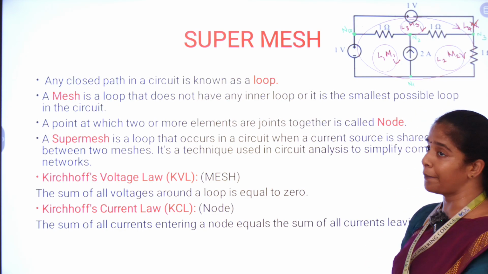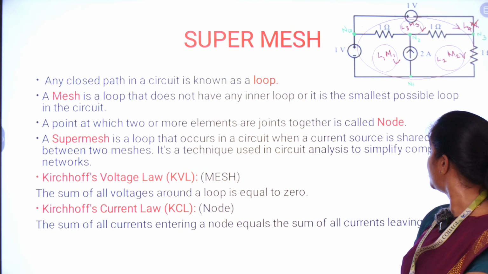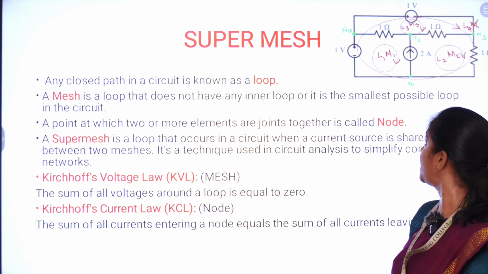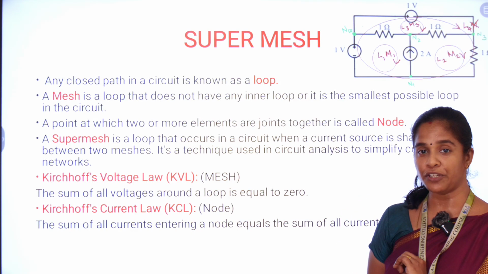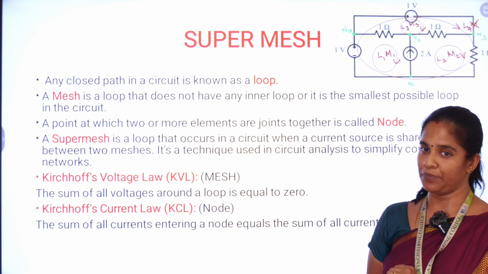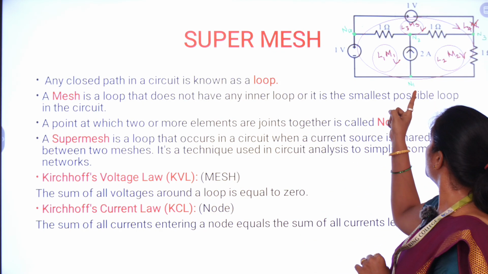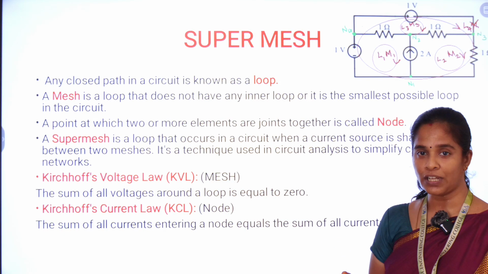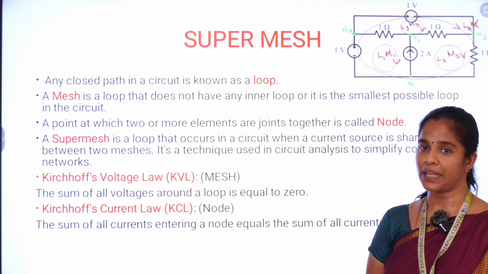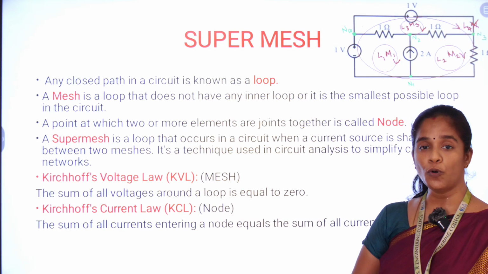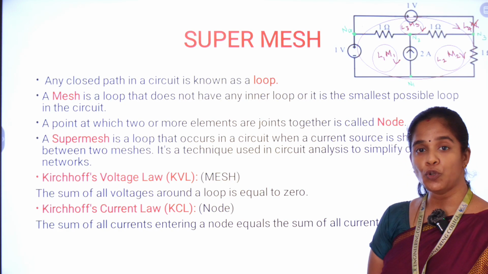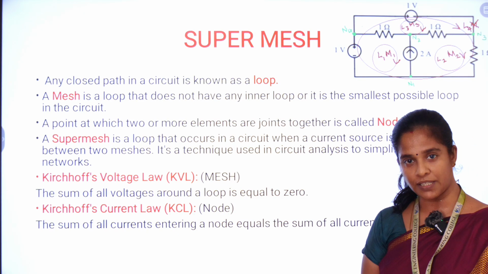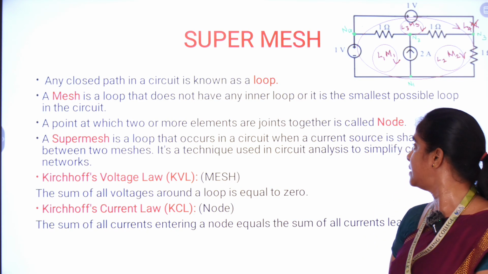So as shown in this diagram, we are having 4 loops, L1, L2, L3 and the outermost loop L4. But compared to the meshes, we are going to have only 3 meshes, M1, M2 and M3. So loop 1, loop 2, loop 3 are the meshes, whereas the outermost loop 4 is not considered as mesh because it has some more loops inside. And next, node. Node is nothing but the junction point of 2 or more branches with electrical elements.